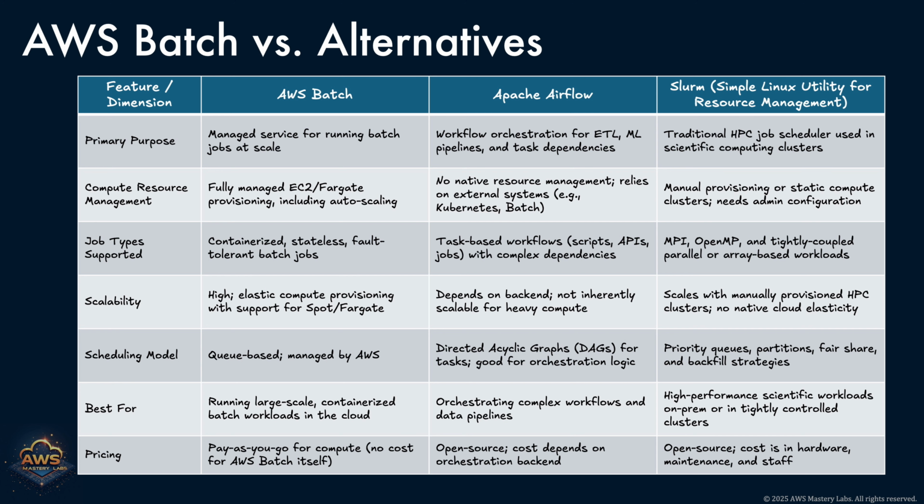In summary, AWS Batch is best when you want scalable, hands-off batch computing in the cloud. Airflow shines in orchestrating multi-step workflows across systems, and Slurm remains the go-to for high-performance scientific workloads on shared compute infrastructure.